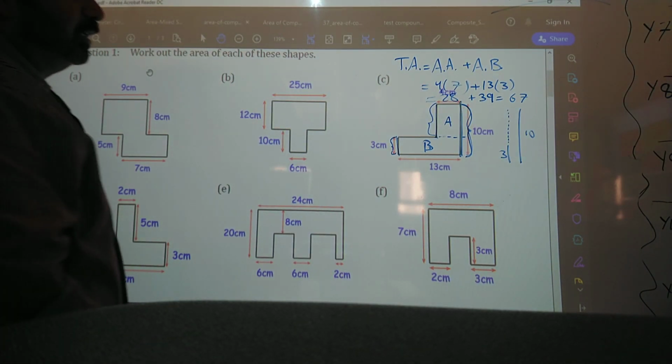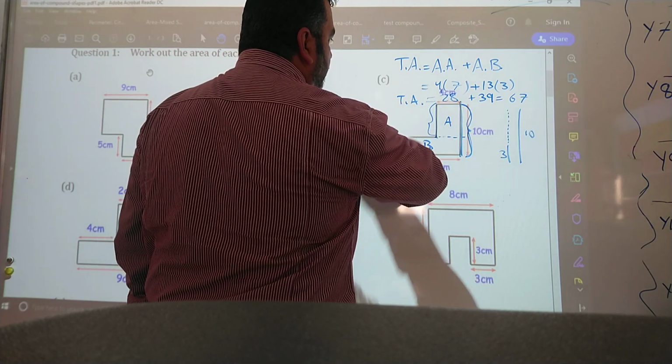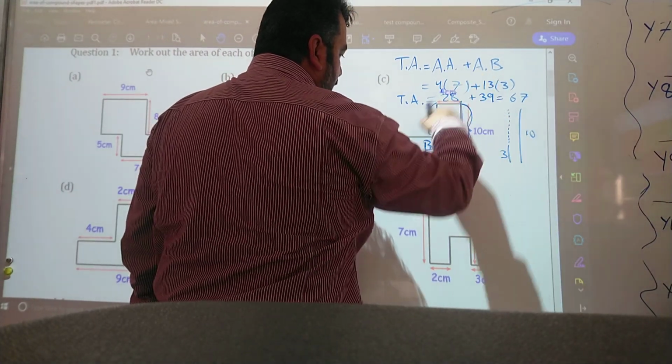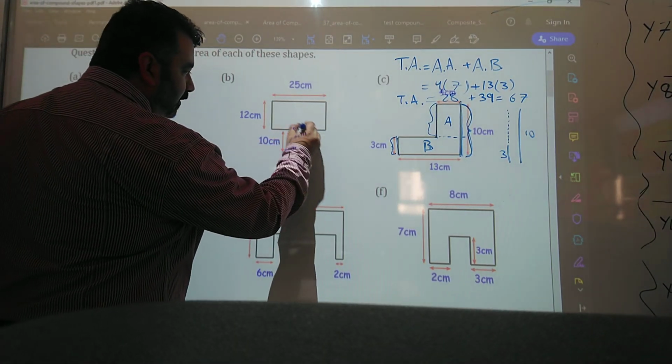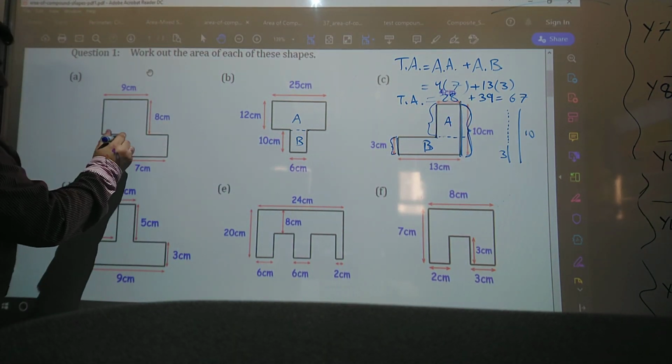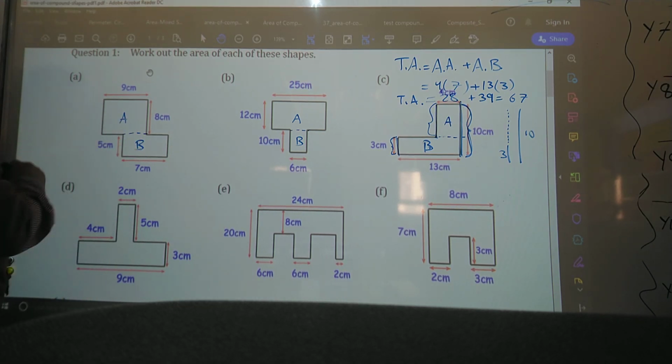Okay, so this is the total area. The total area equals area A plus area B. Now this is when you add. This one, add. This is A, this is B. This one, add. This is A, this is B.